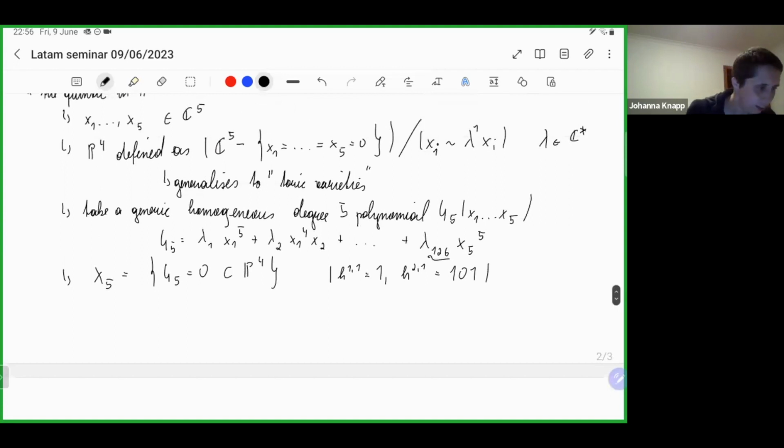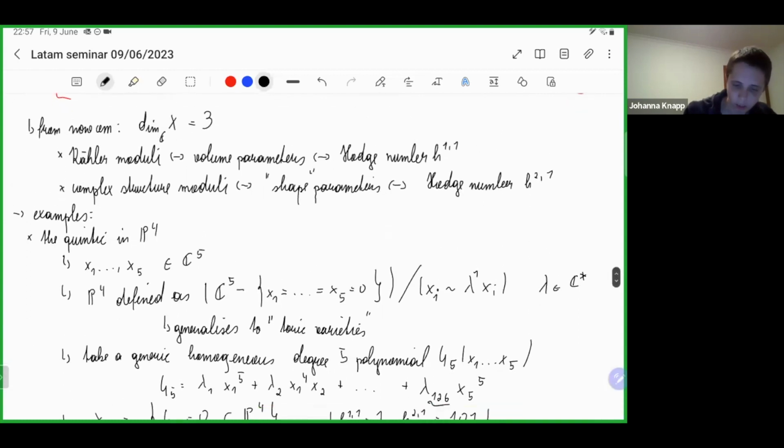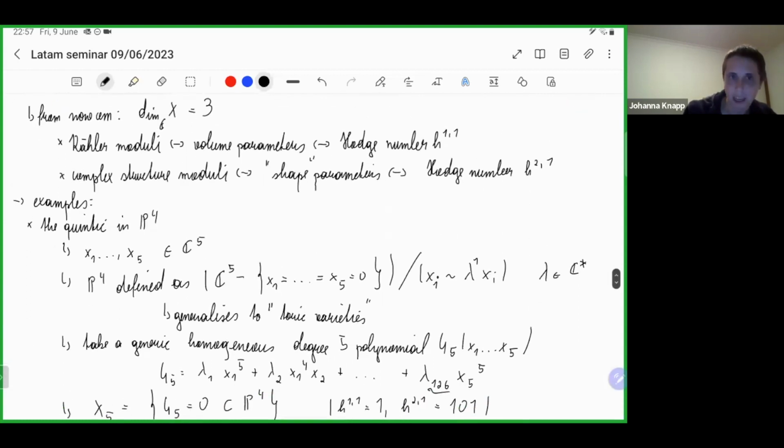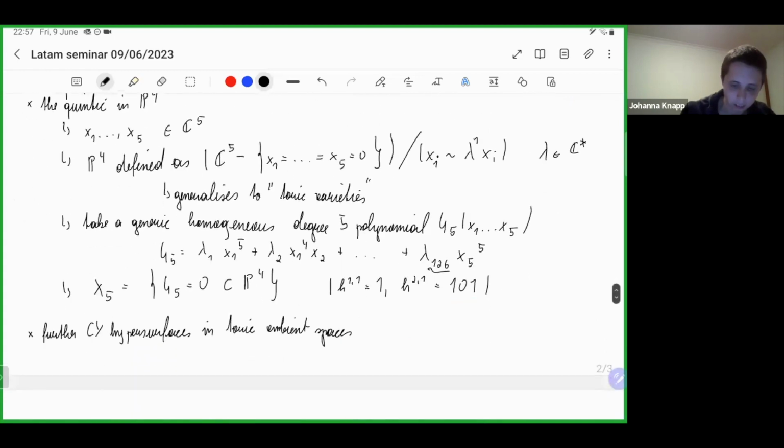I should just say that this is not the only example of a Calabi-Yau, so there are further Calabi-Yau hypersurfaces in toric ambient spaces. These are generalizations of projective spaces, generalizations of this concept: complex space minus something, modulo some relations.